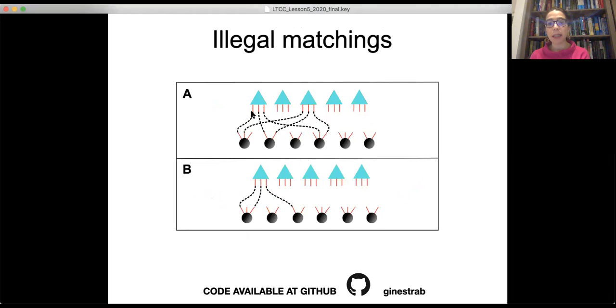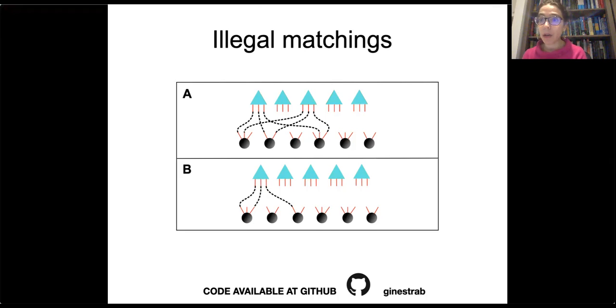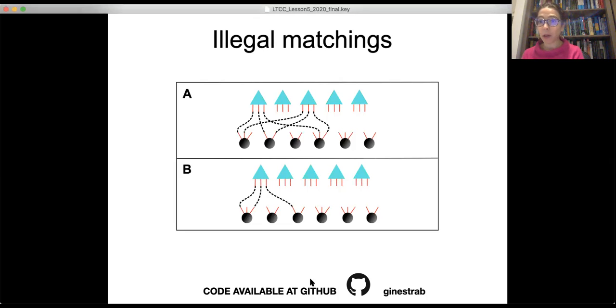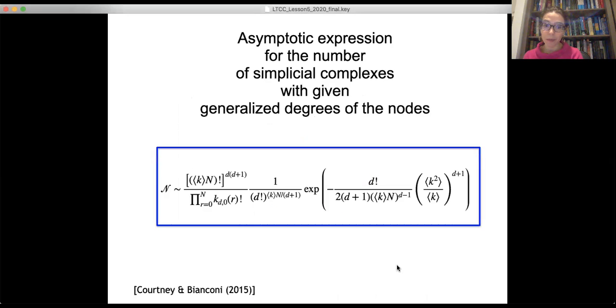And for instance, we cannot have two triangles connecting the same triple of nodes, or we cannot have one triangle with two stubs connecting the same type of node. So we have to be careful not to end up in this undesired situation. But really, we can construct the code, and our code is available on my GitHub page.